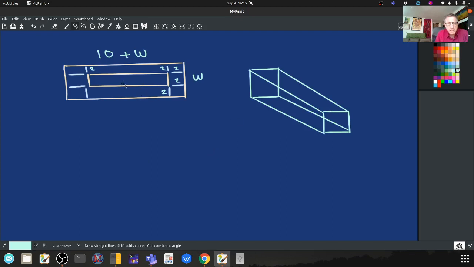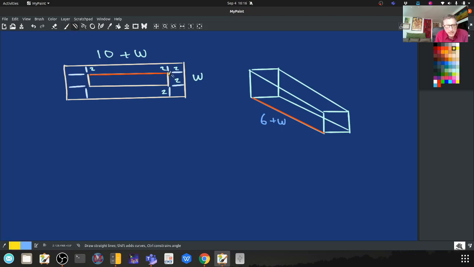So the question is, the length of this right here is going to be the length of this part right here. So that part right there in red is the same as this part right here. So let's find out what this is. The total length here is 10 plus W, but then I'm taking 2 inches off either side. So that's 10 minus 2 minus 2, which is 10 minus 4. So this has a length of 6 plus W.